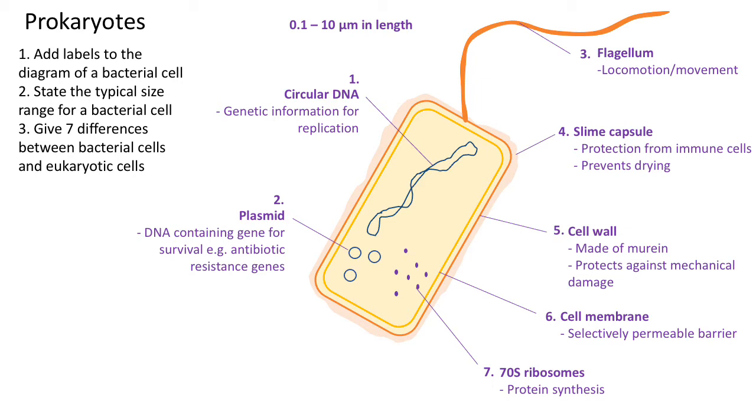This is a common question, so good to know this. So let's go through these. So one of those, so in the bacterial cell, there is no membrane around the DNA. In eukaryotic cells, we know there is a membrane-bound nucleus.